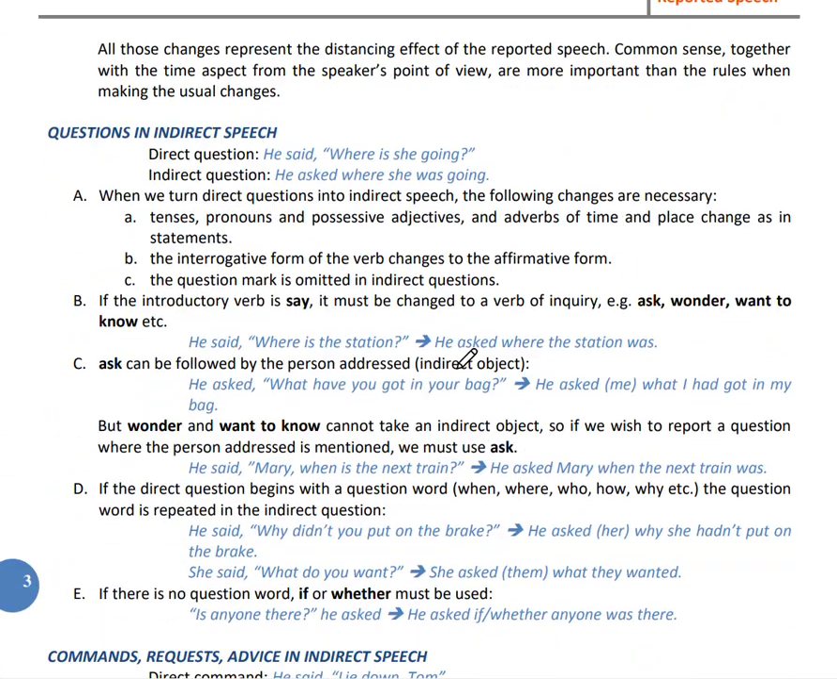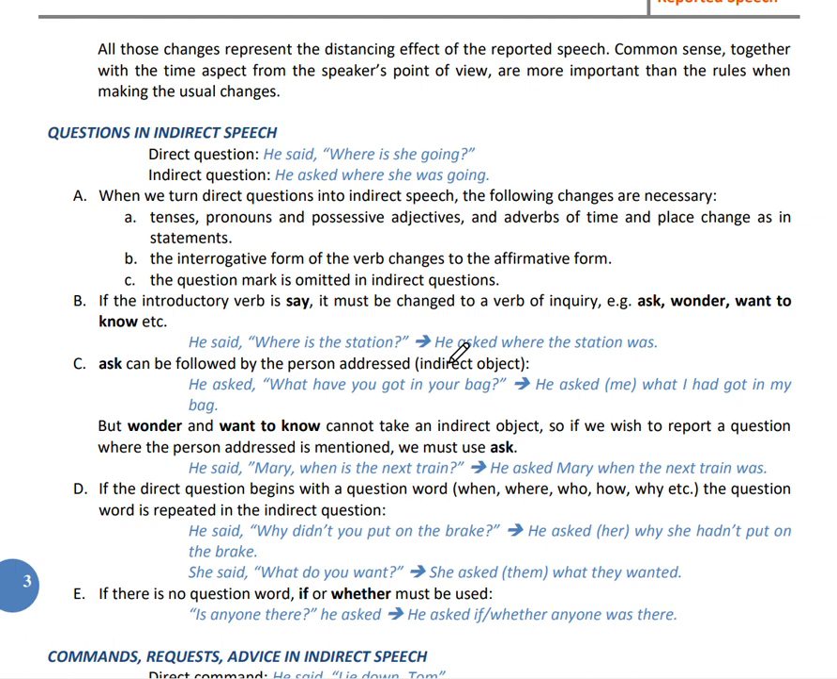And now all those changes represent the distancing effect of the reported speech. Common sense, together with the time aspect from the speaker's point of view, are more important than the rules when making the usual changes. Questions in indirect speech.